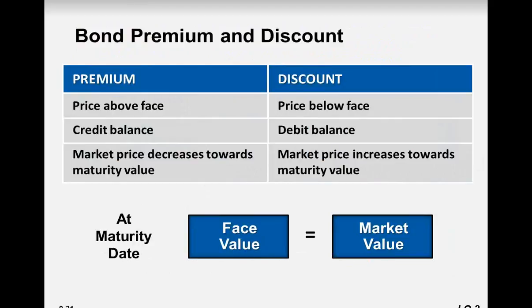So again, to put some thought process behind this, a bond is sold at a premium when it's above face value. It's a discount if it's below face value. A premium has a normal credit balance. A discount has a normal debit balance. Market price decreases toward maturity value for a premium, and the market price increases toward maturity value for a discount.